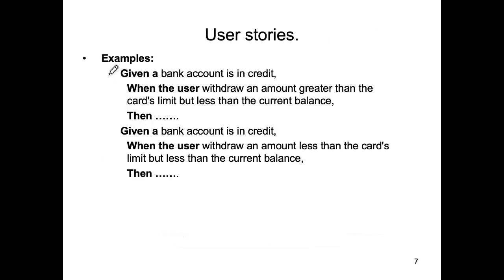Here's another example in the same context. Given that your bank account is in credit, when the user tries to carry out this particular action, then whatever the result should be. I don't have to fill out the details, but hopefully you get this. Number one, this idea of expressing user stories using this given, when, then pattern, and that would mean you'd have quite a lot of user stories depending on the size of the application that you're developing.